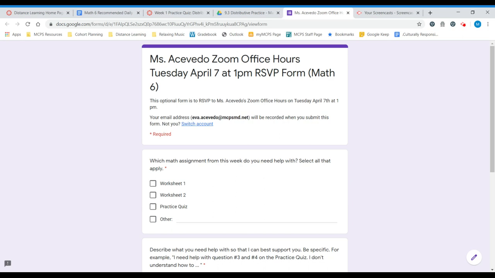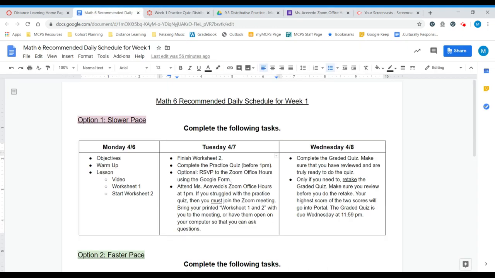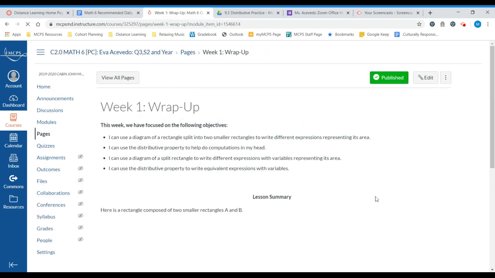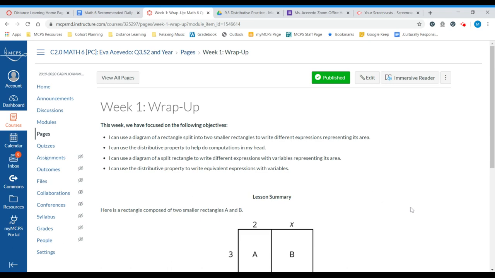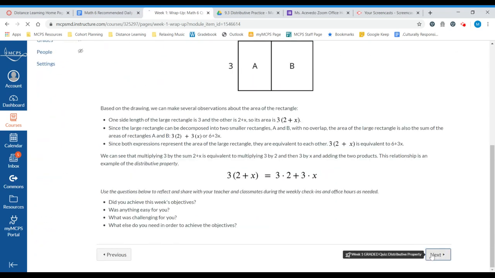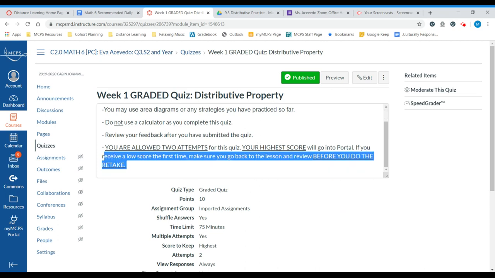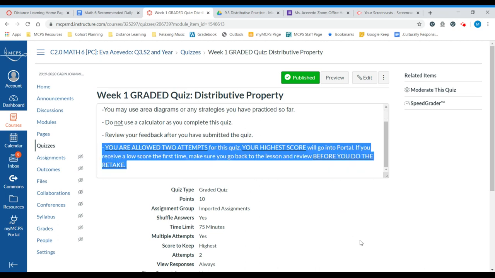All right, our last day of the week is Wednesday. On Wednesday, you will log into the module and complete the graded quiz. Very, very important information about this quiz. You are allowed 2 attempts on this quiz. Your highest score will go into Portal.